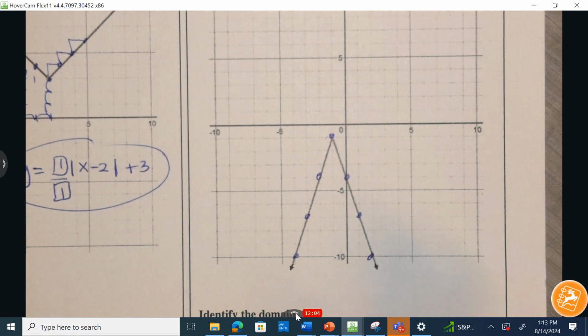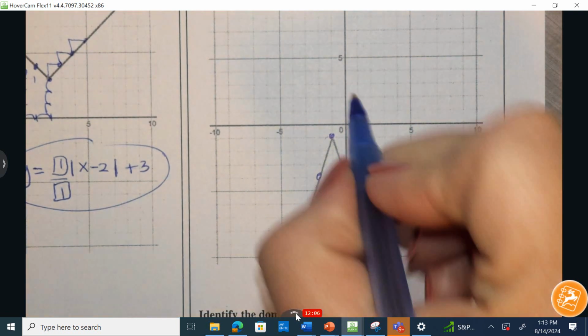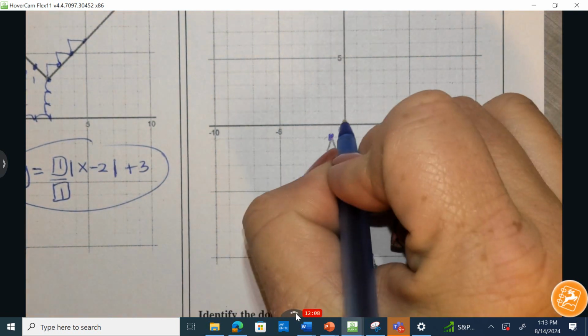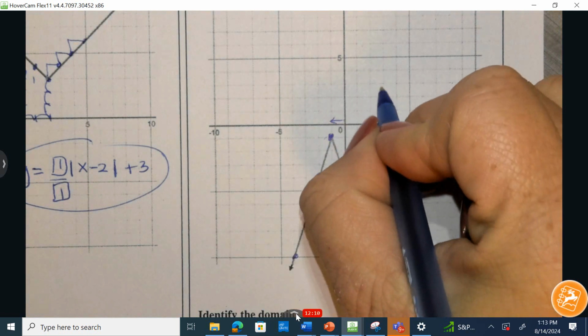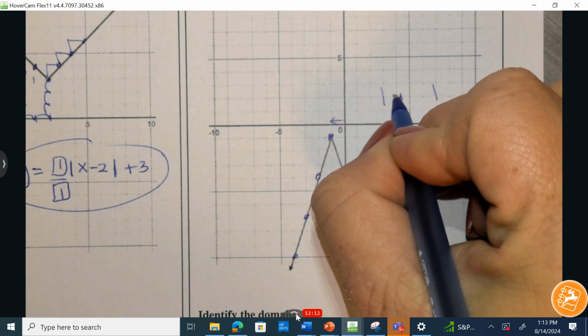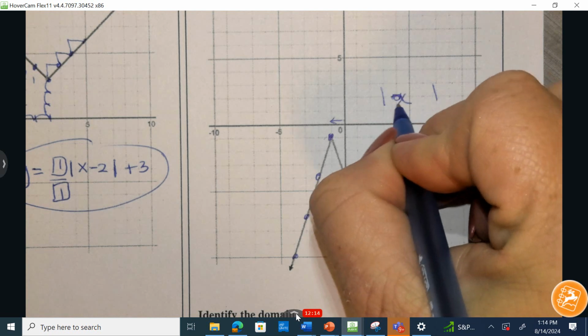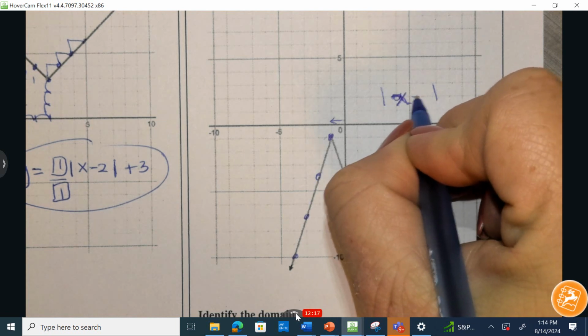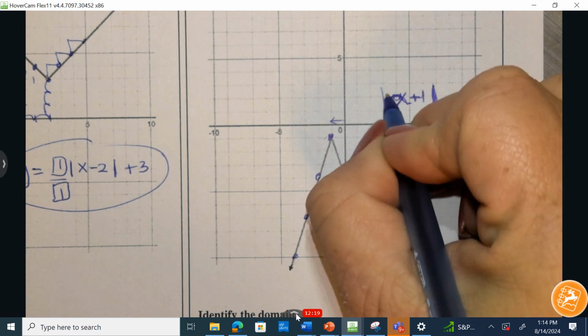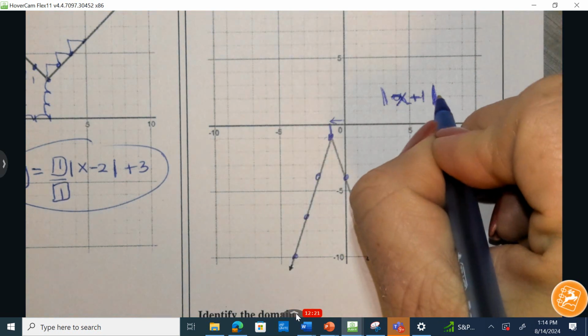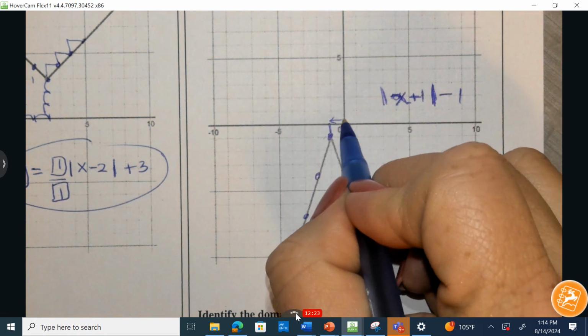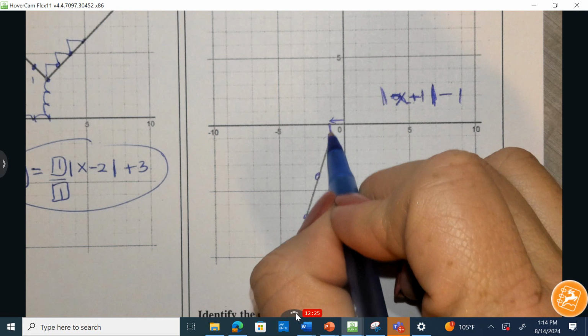Let's look at this one. To get to this point, I have to go 1 to the left. Now I need to lie on the inside, and sorry, that's supposed to be an x. So instead of x minus 1, it's going to be x plus 1 because it lies. Then I'm going to drop down 1. So I have to the left 1, lies, tells the truth by going down.